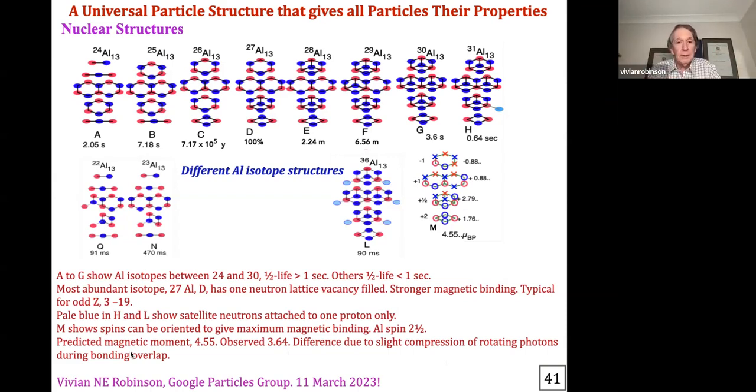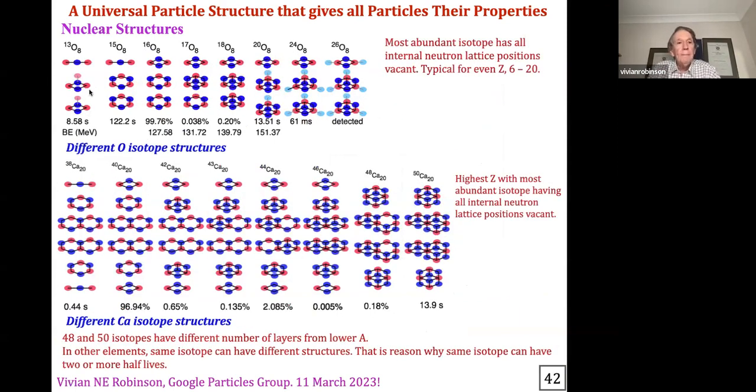But otherwise, that's all. I want to just show you quickly oxygen, just a couple of other examples. Oxygen's most abundant isotope has 2 He there, and these two neutron lattice positions are not filled. The rest of it, again, you can attach protons to, you can attach neutrons to external protons, but the more you attach, the shorter the half-life.